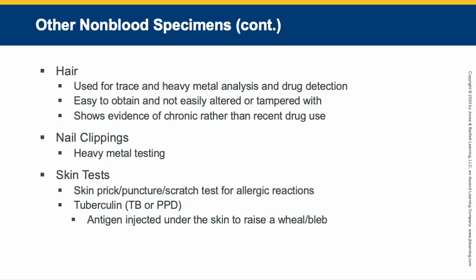TB is also a skin test, the tuberculin skin test. Every one of you has had this done for your TB skin test. Antigen is injected under the skin to make that red wheal or bump, and then you give it 48 hours and see if it gets bigger, 48 to 72 hours, and have it read to see if it got bigger.